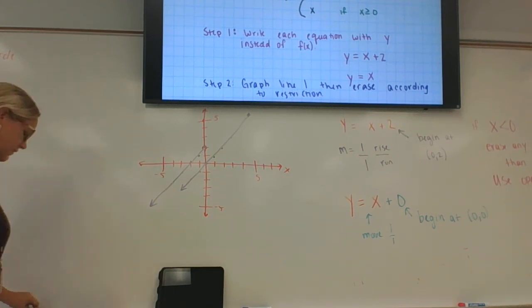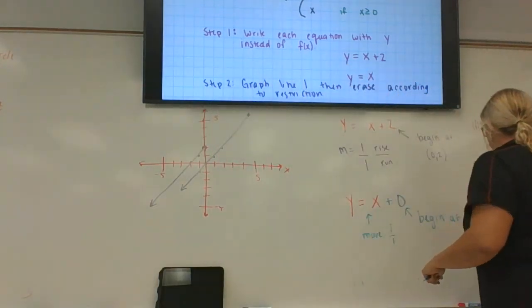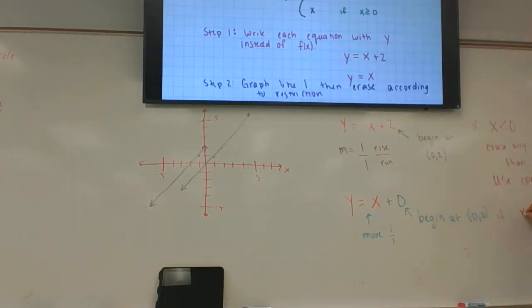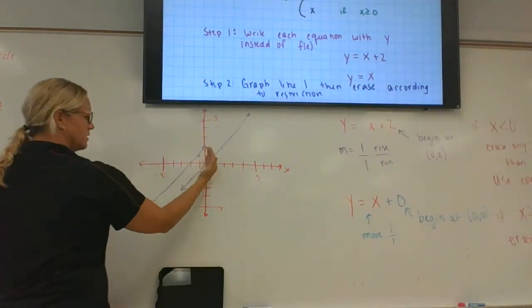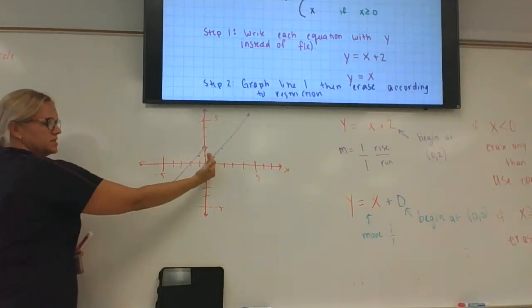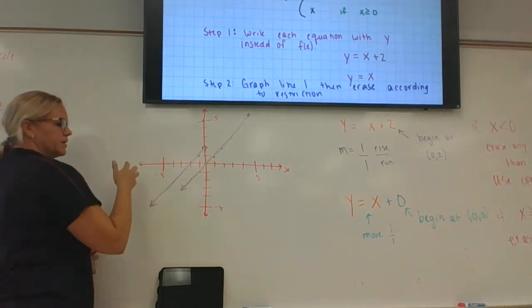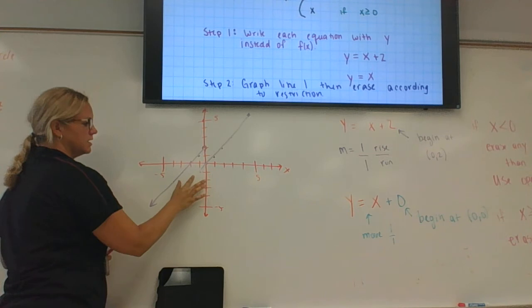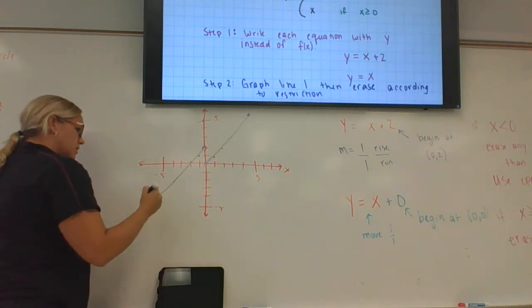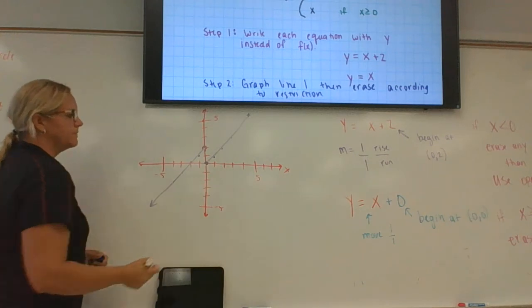So I graphed it. Now I'm going to erase according to the restrictions. This is if and only if x is greater than or equal to 0. So we have to erase anything less than 0. X has to be more than 0, so I shouldn't be on the left half of the graph this time. This is the negative side. So these are breaking the restriction rule. So here I go erasing. Fill in my dot. And there's my graph.